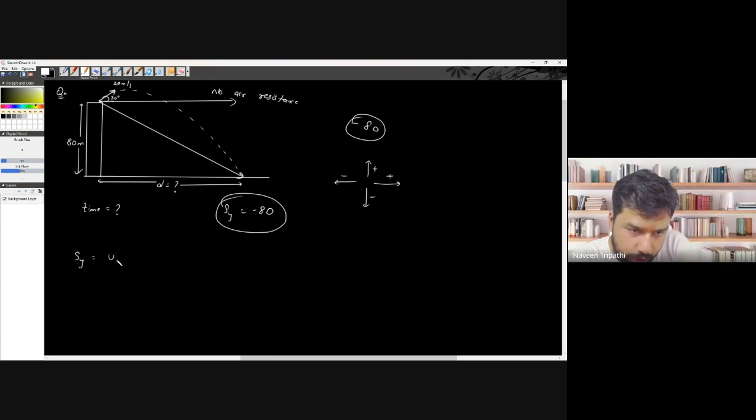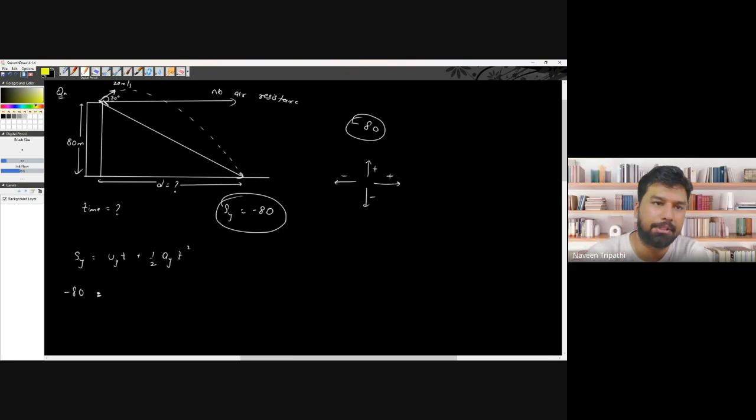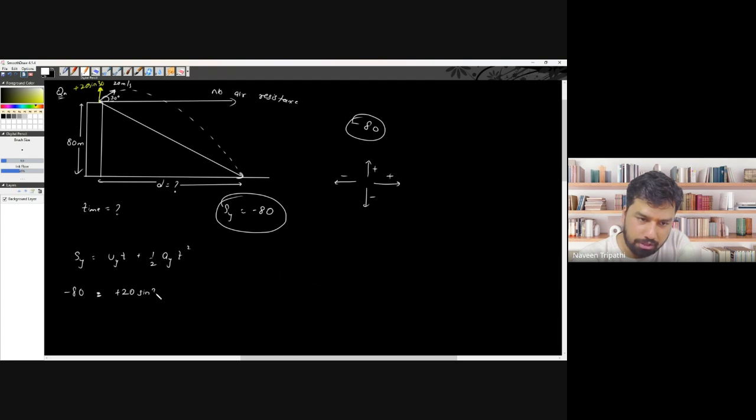Sy is equal to Uy into T plus half Ay T square. Right? Let's apply. Sy is negative 80. What is Uy? 20 sine 30, plus or minus? Initial velocity is up, so plus 20 sine 30.